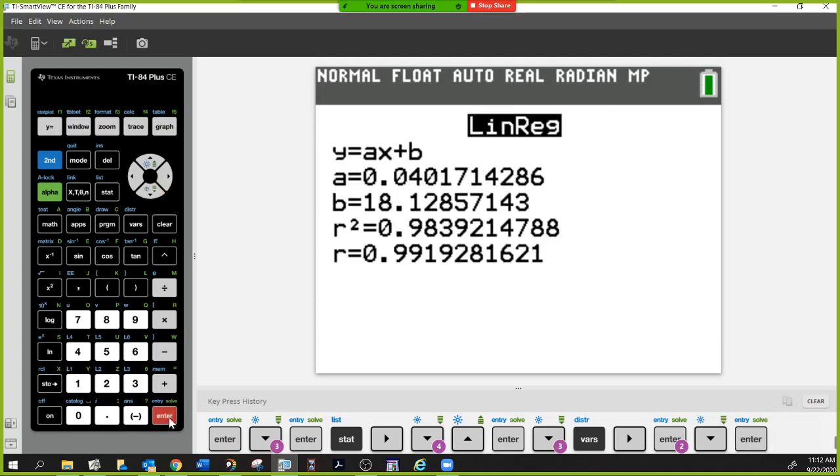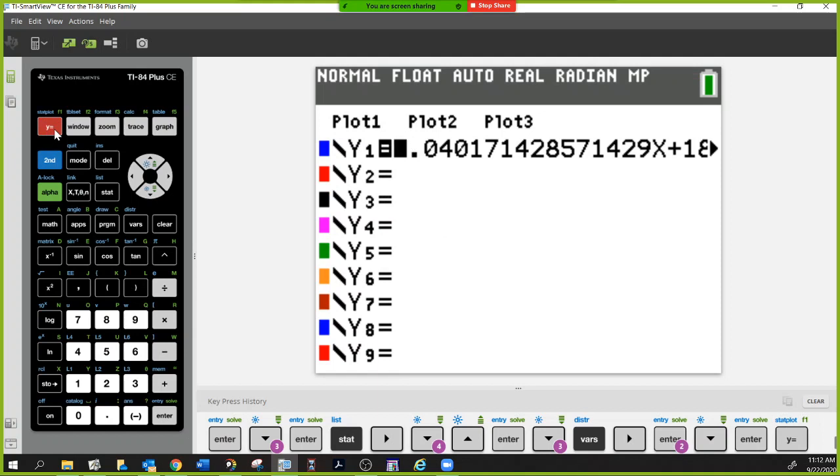Wait, what? Sorry, I don't understand what you did there. What's y1? So what I did was I called this line y1 in case I wanted to graph it. Now it's there for me. So now I don't have, I'm sorry? No, you don't have to do that.